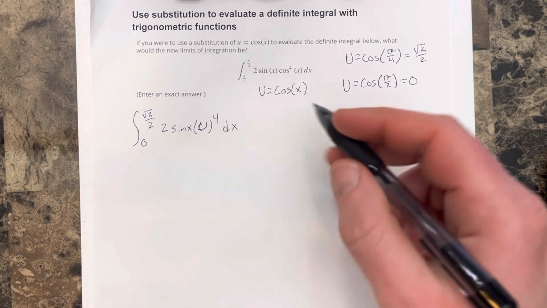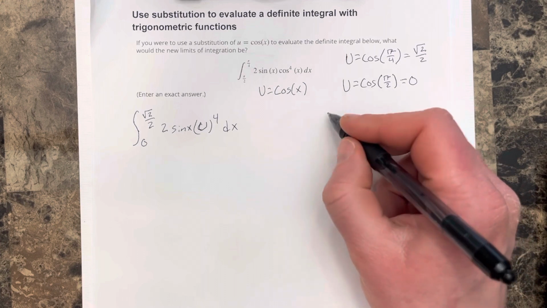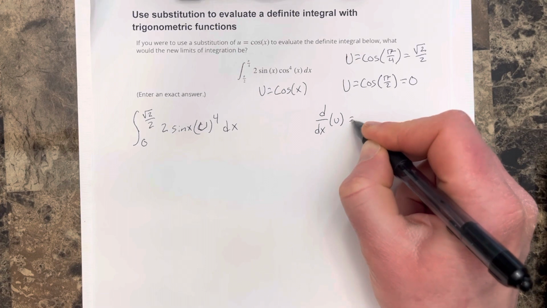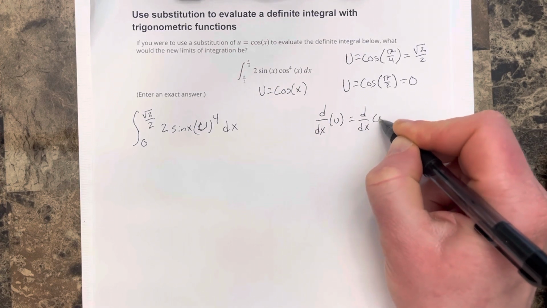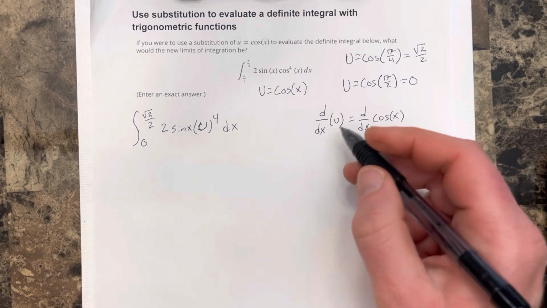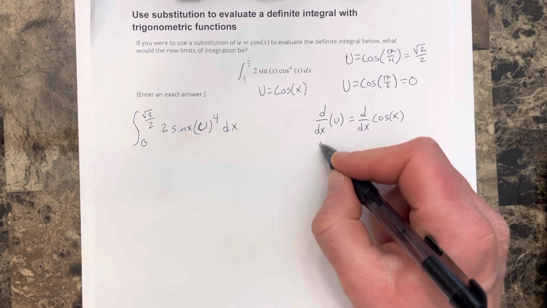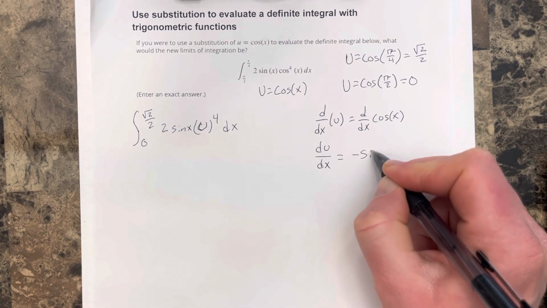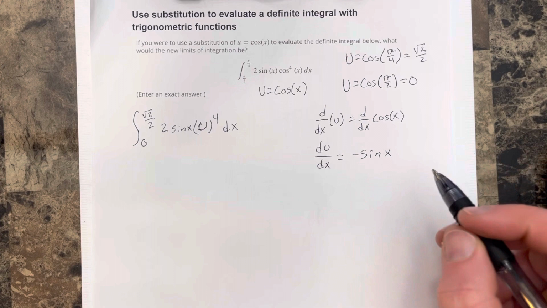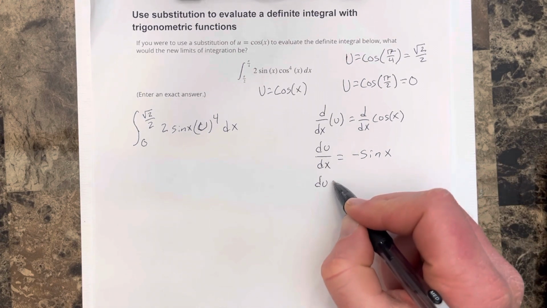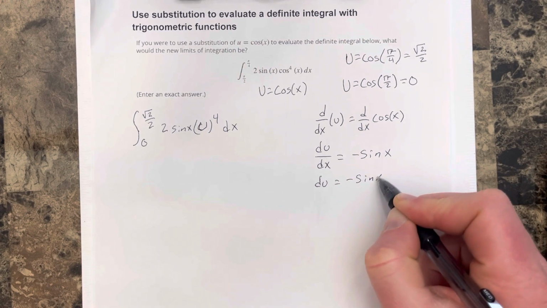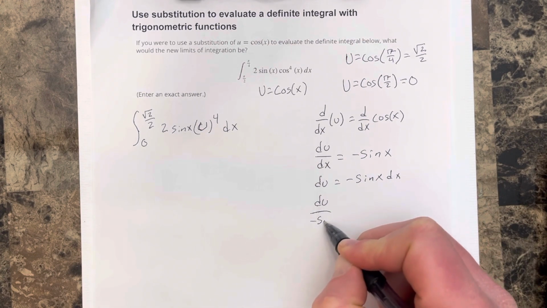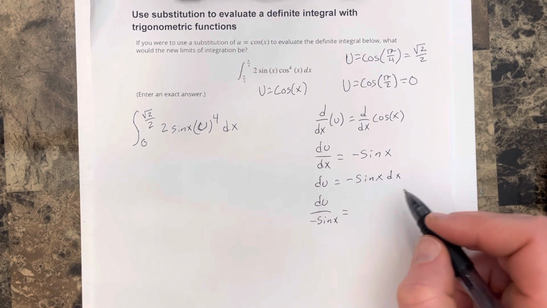And we would say that u equals cosine x, we do d over dx of u is equal to d over dx of cosine x. So then we take the derivative of u, so we get du over dx is equal to the derivative of cosine, negative sine x. And then multiply by dx, so we get du equals negative sine x dx. Divide by negative sine x, so du over negative sine x is equal to dx.